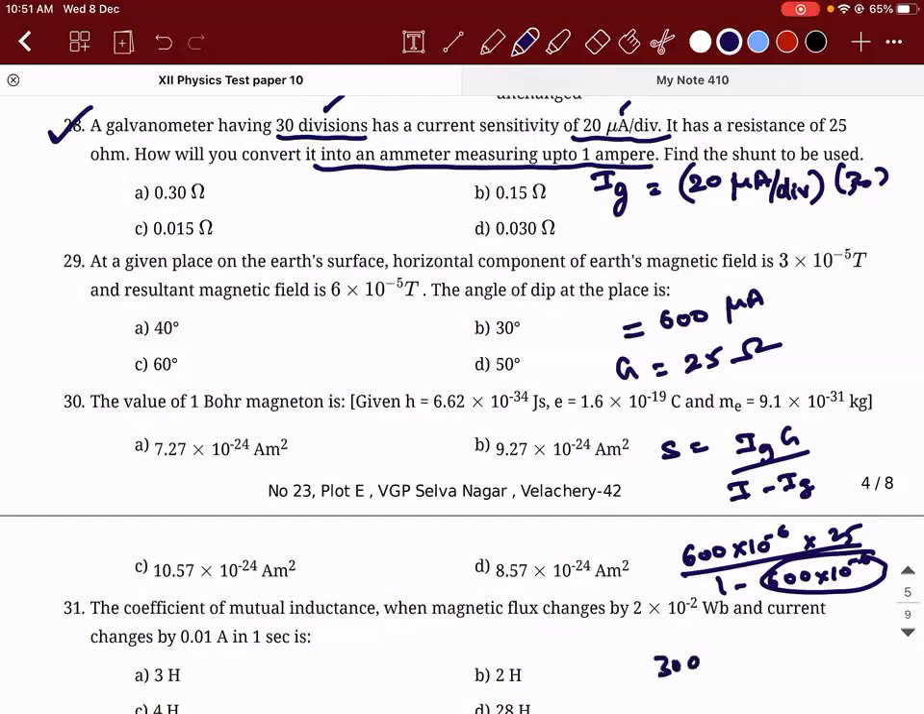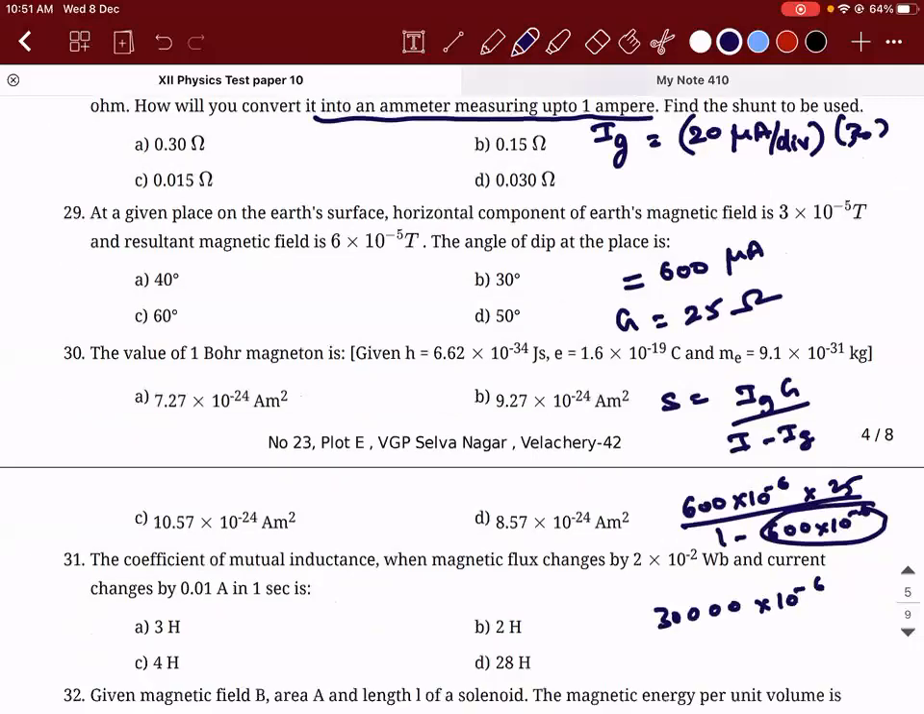So 300 into 10 power minus 6. 3 into 25 into 6 is 150. Sorry, it will be 15,000. So 15,000 means it will become 1.5 into 10 power minus 2, so 0.015. Is that an option? Yes, sir, this is the shunt resistance.